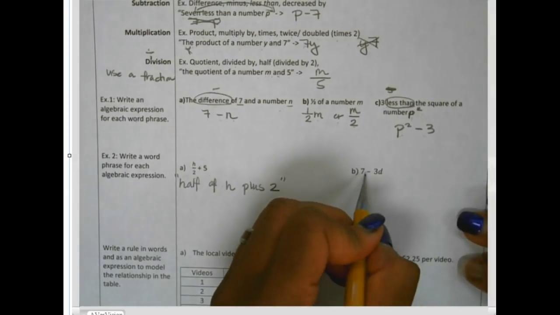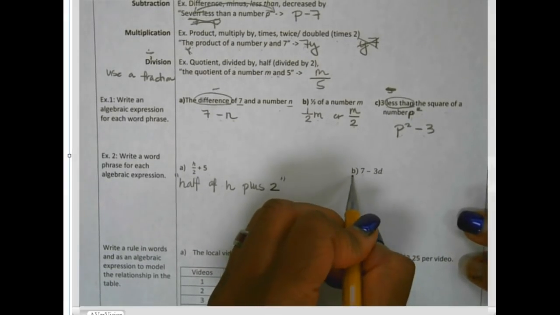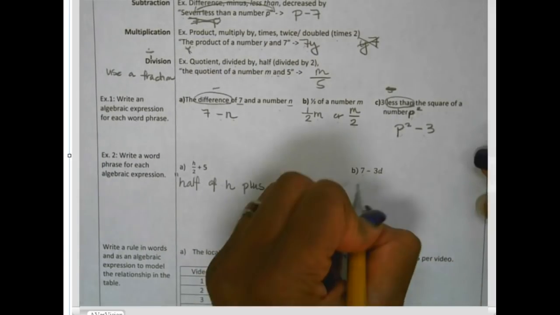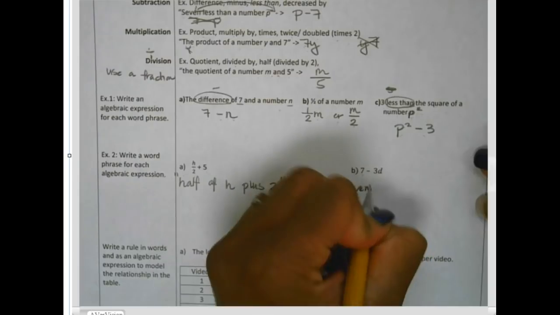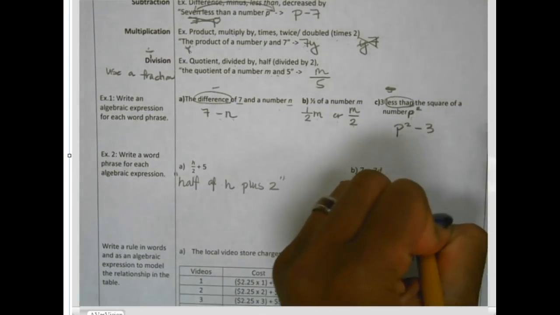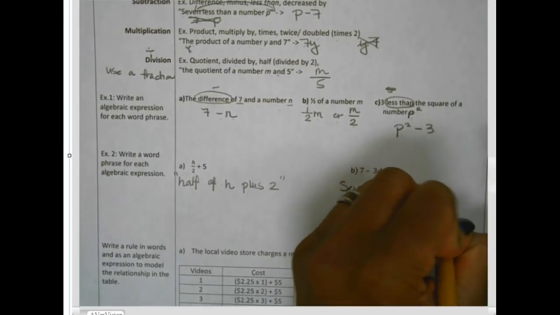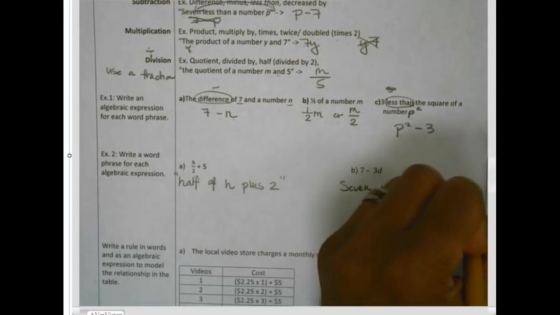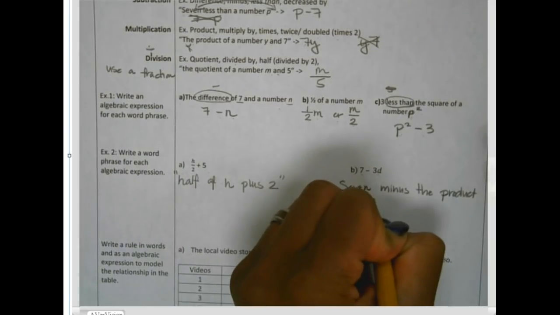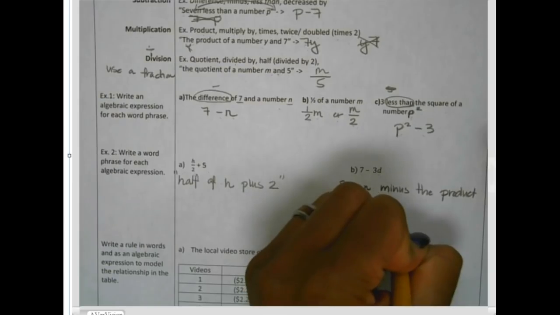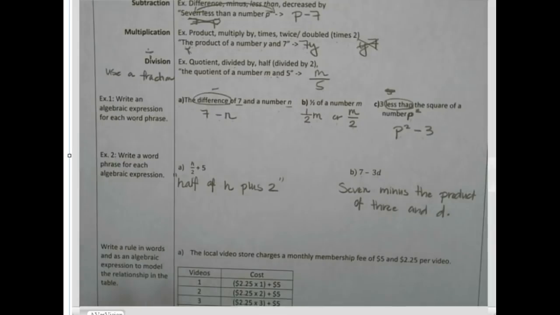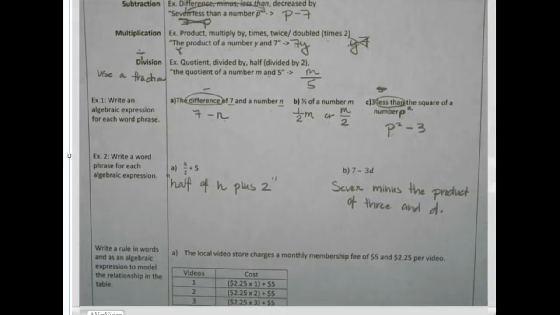And then for D, I have B, I know my letters. 7 minus 3D. Oh, well, that can work right there. 7 minus 3D. So let's say the product, because I'm multiplying 3 and D, the product of 3 and D.